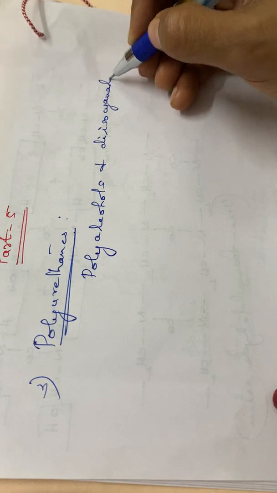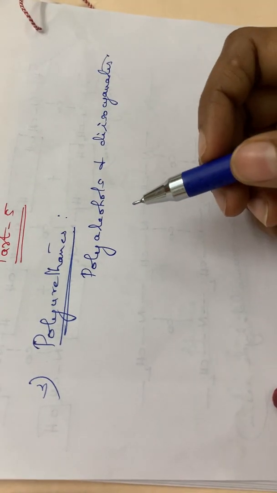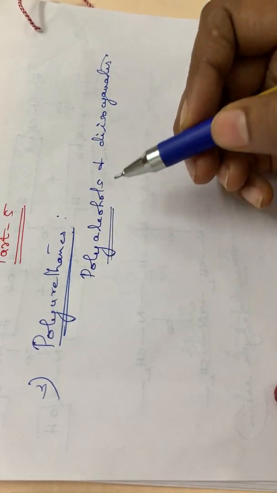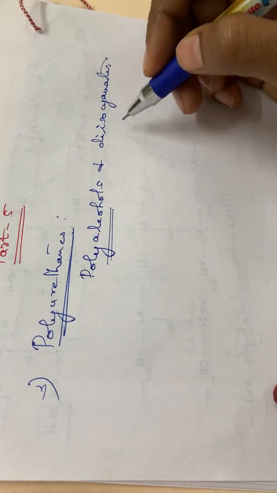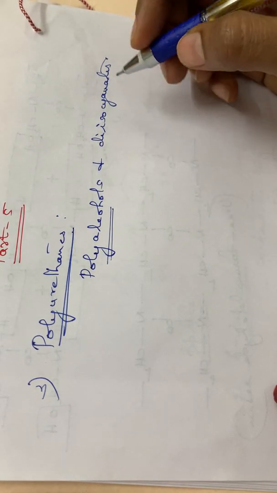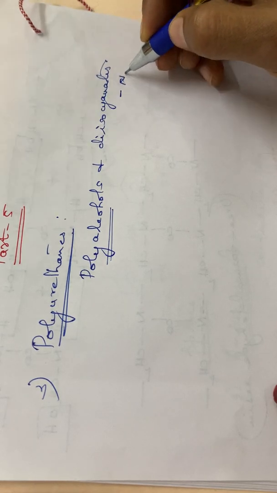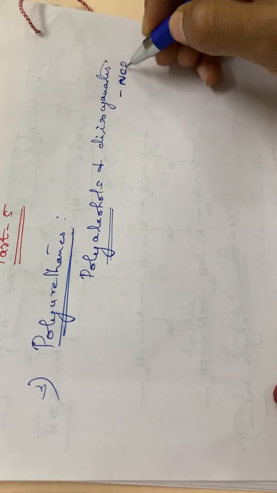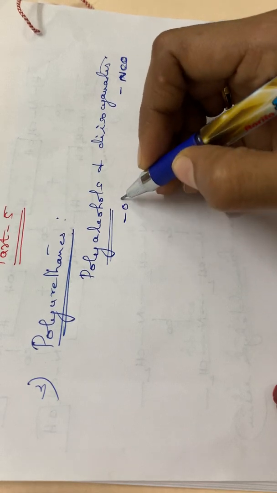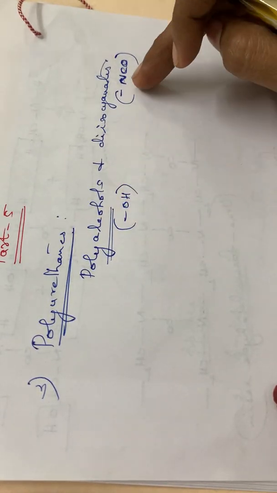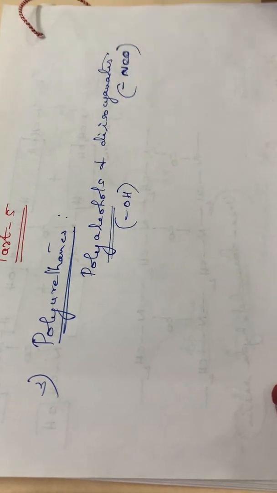Polyalcohols and diisocyanates. Polyalcohols means more than one OH group will be present in that particular compound, and diisocyanate means it will have two isocyanate groups. Isocyanate group is NCO, isn't it? So by the reaction between these two, we will have polyurethanes.